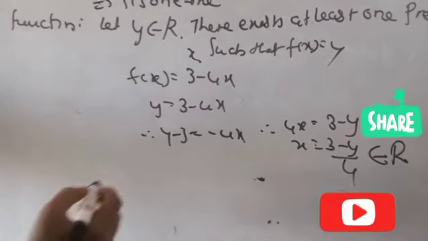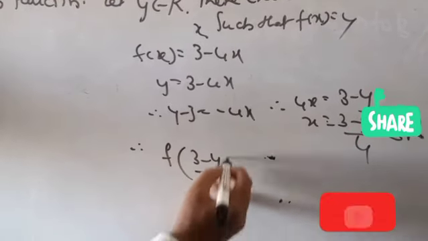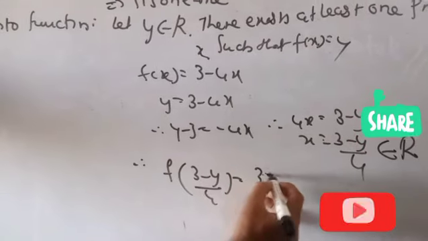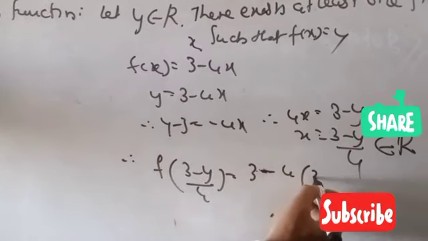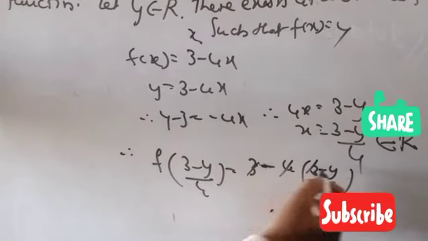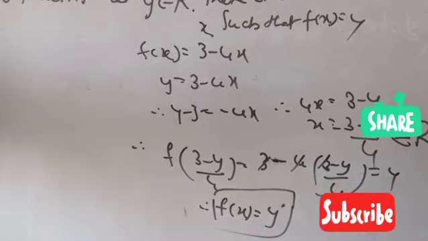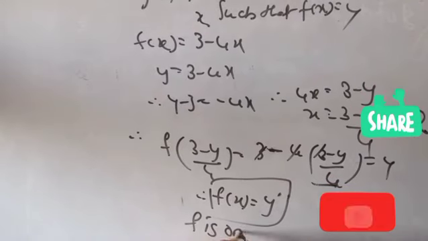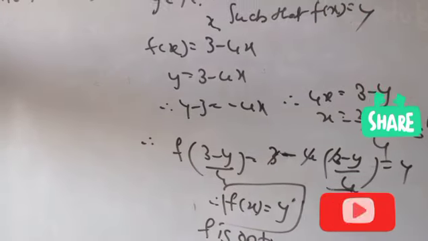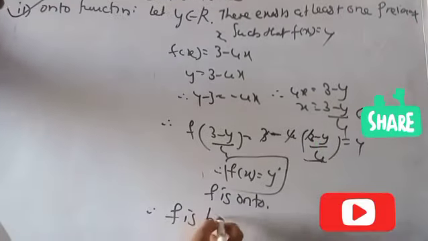Therefore f is onto. That is, f((3 - y)/4) = 3 - 4 times (3 - y)/4. The 4 and 4 cancel, the 3 and minus 3 cancel, leaving y. Therefore f(x) = y, which means f is onto. So f is a one-one function and f is an onto function. If f is both one-one and onto, it is a bijective function. Therefore f is both one-one and onto, hence it is bijective.